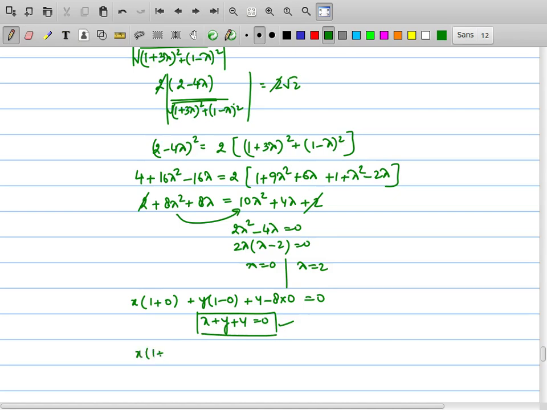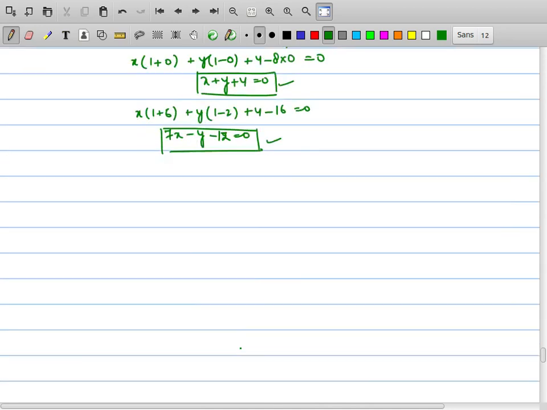The second equation that is possible is when we put lambda equal to 2. Therefore x(1 plus 3 lambda, which is 7) plus y(1 minus 2) plus 4 minus 8 lambda, 8 into 2 is 16. Therefore 7x minus y minus 12 equals 0. This is your second equation which is possible. Therefore the answer to this question is this.